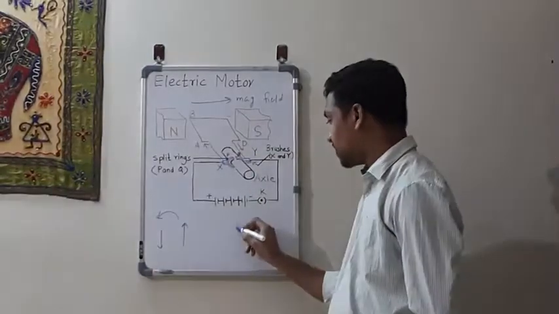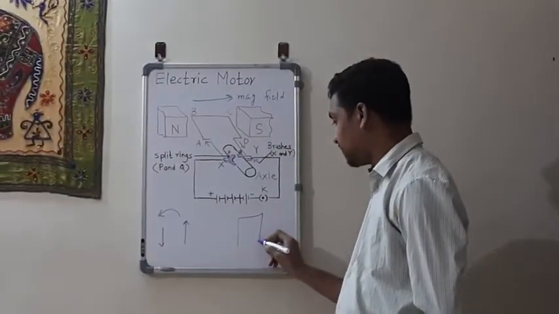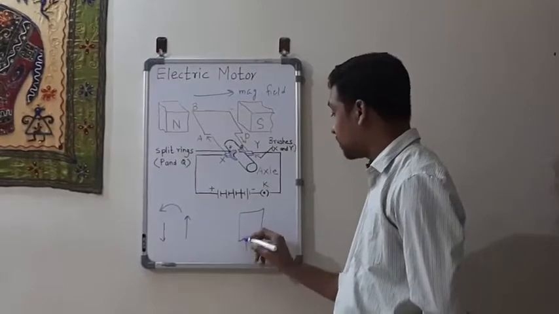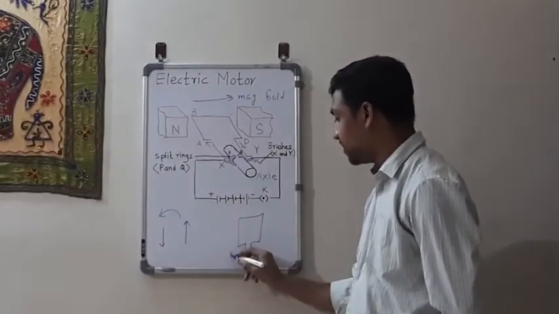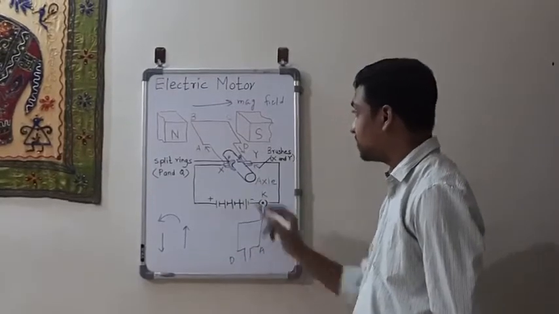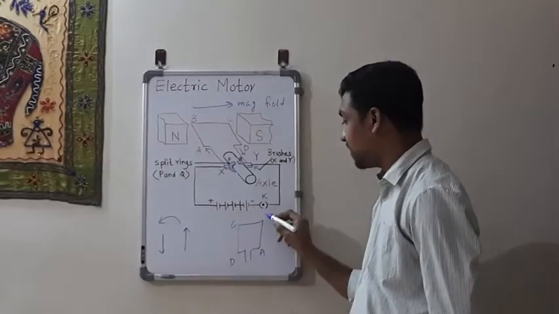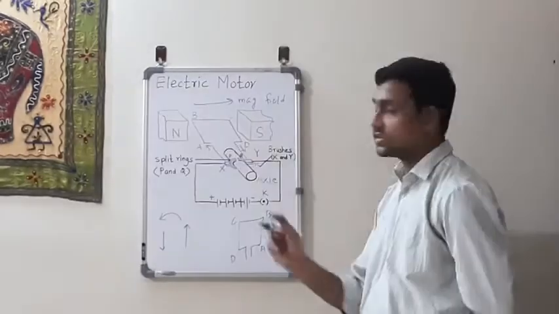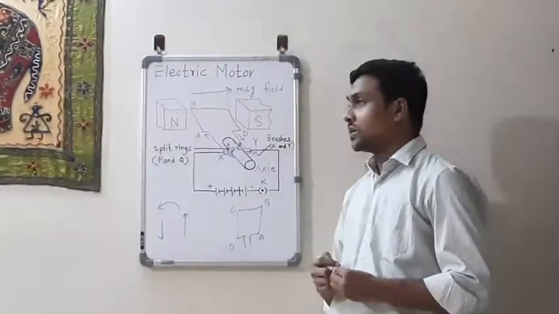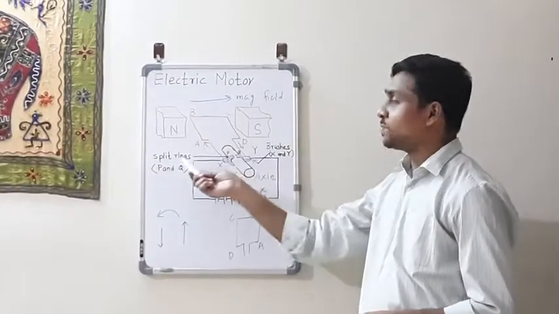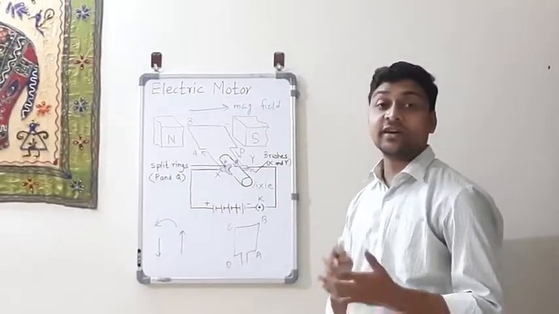After half rotation, terminal A is coming over here and D is going over here. So terminal D will be here, A will be here. In the same way, C will be here and B will be here. So we can see the direction changes their position. Now see here, the PQ, that is the split rings, are working as a commutator.